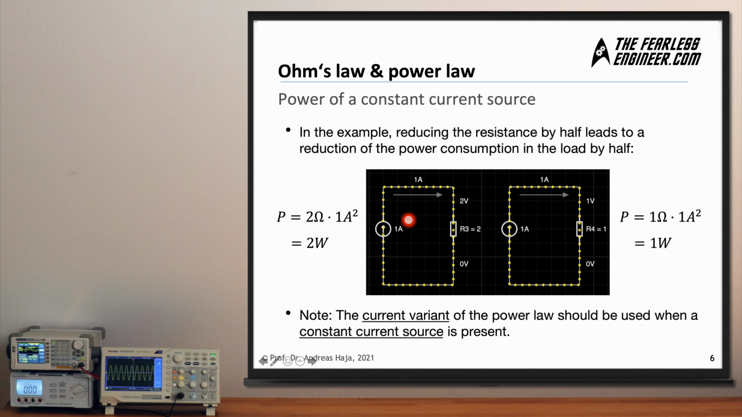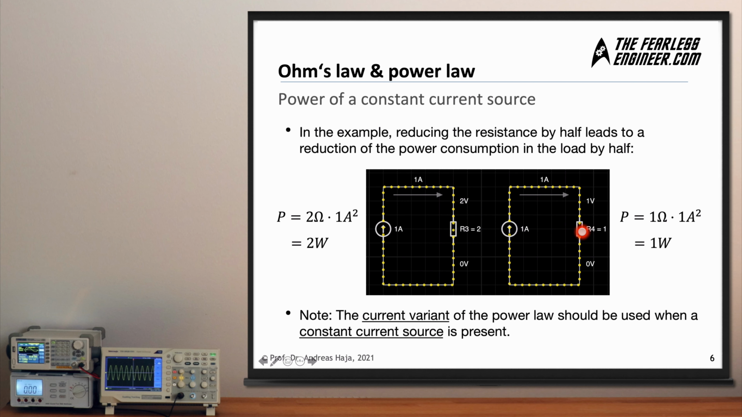The only difference is that now we don't have a voltage source, but we have a current source. In this case, it's a perfect current source, which provides 1 amp of current flow through the circuit, which we connected to, independent of the load resistor within the circuit. We also have a 2 ohm resistor here. On the right side, we have halved it. So we have a 1 ohm resistor. R3 is 2 ohms, R4 is 1 ohm.